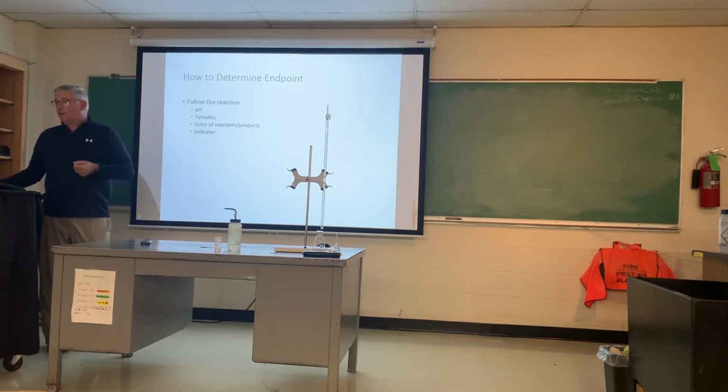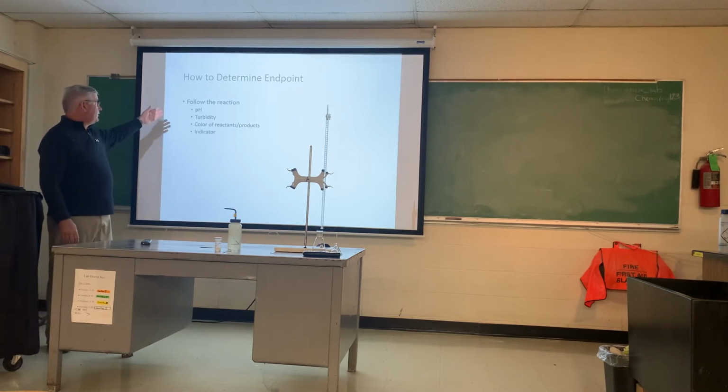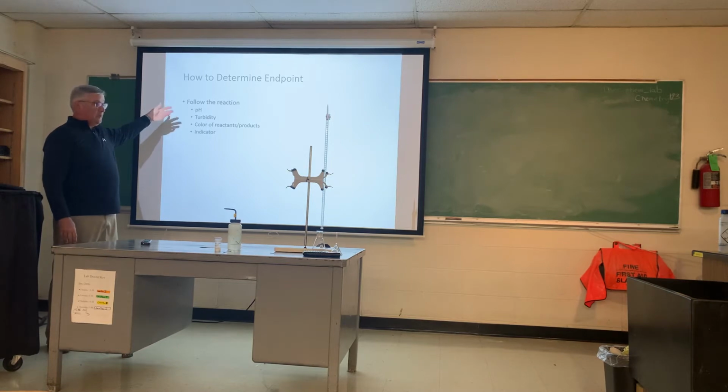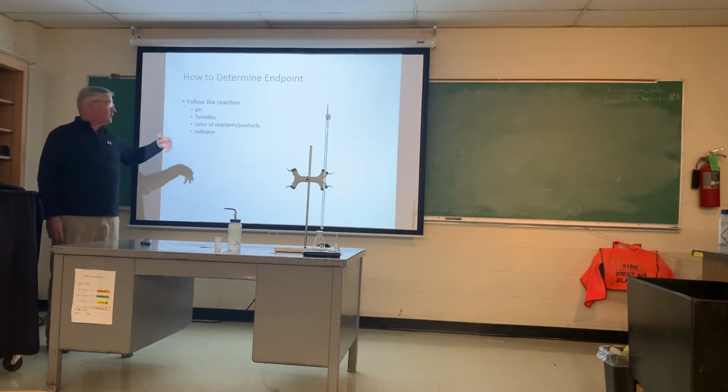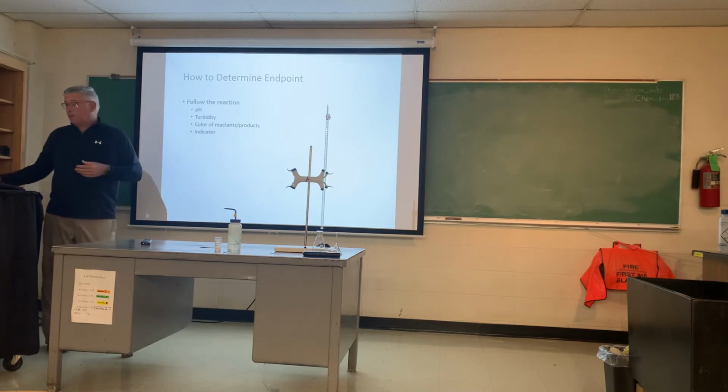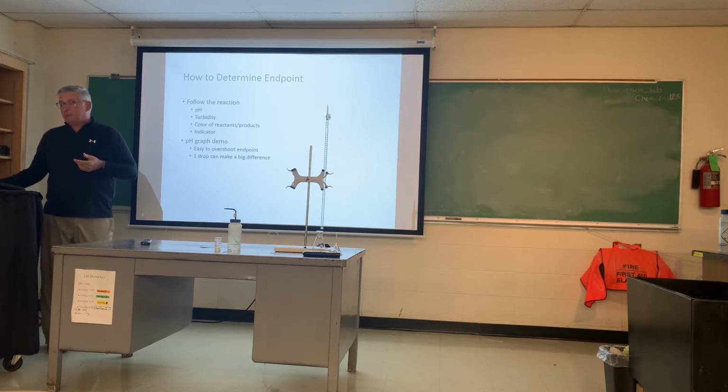All right, determining endpoints. There's a number of different ways we determine endpoints in titrations, and we can use a pH probe, for example, in an acid-base titration to follow the curve. We can do turbidity or changes in the solution, or color, and in fact we're going to use a colored indicator today, one that goes from clear to a purple color. And so that indicator will allow us to see the end point of the reaction.